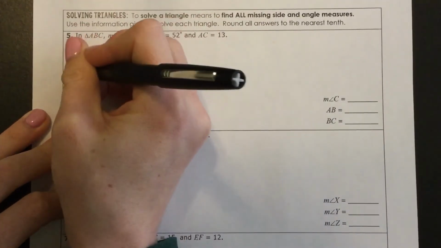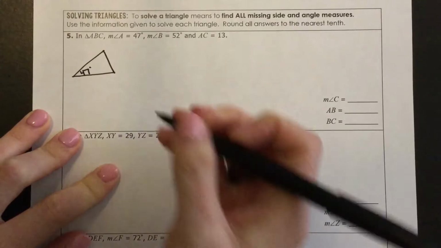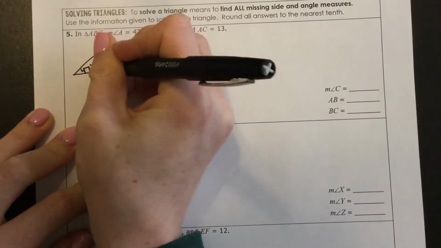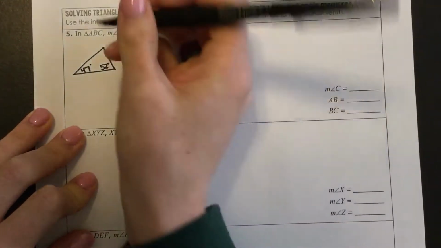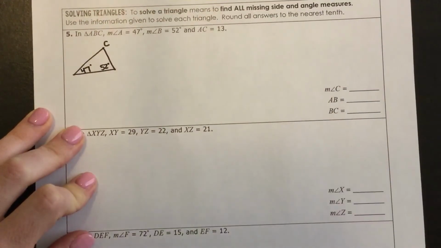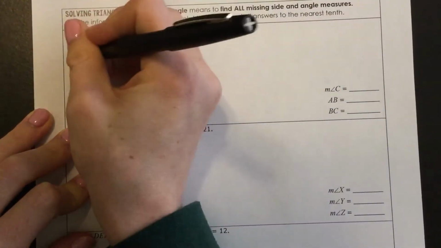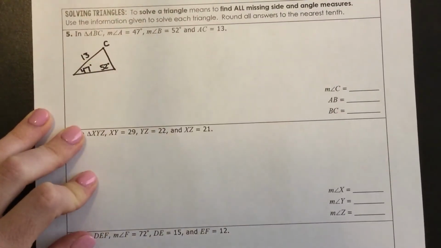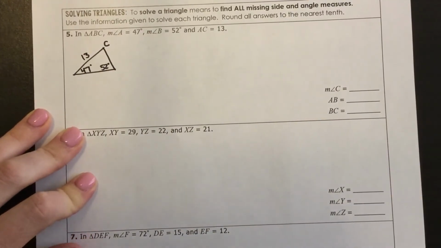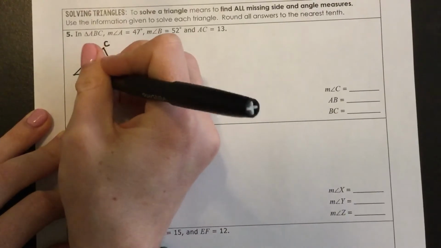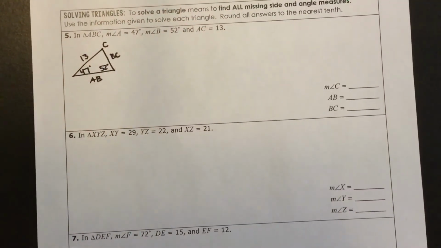So we have a 47-degree angle that I'll put right here. Angle B is a 52-degree angle, which I will put right here. And then AC is 13. So this is C. That's our missing angle that we'll need to find over here. AC would be this line right here, and that is 13. And then AB and BC are our missing pieces right here. So line AB would be this one. Line BC would be this one. So those are our missing pieces.